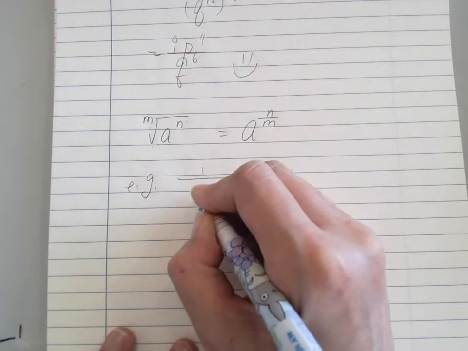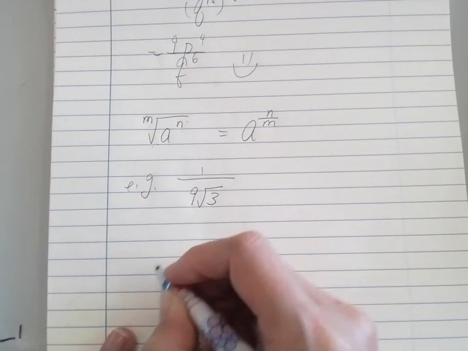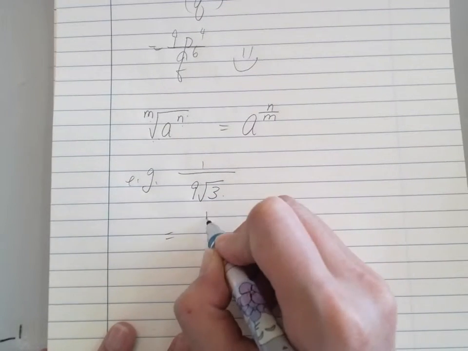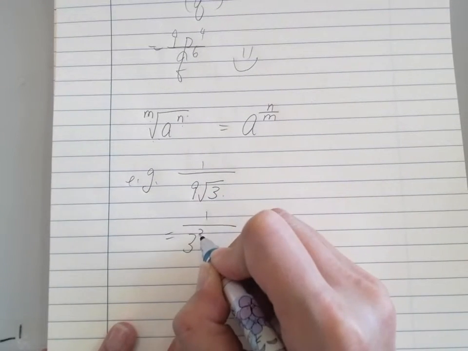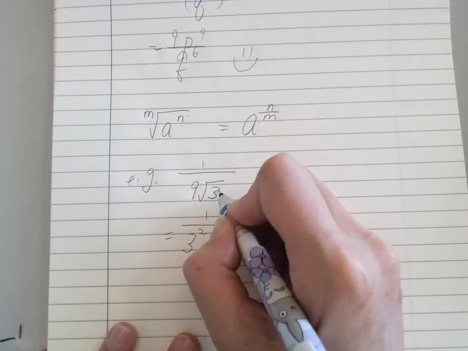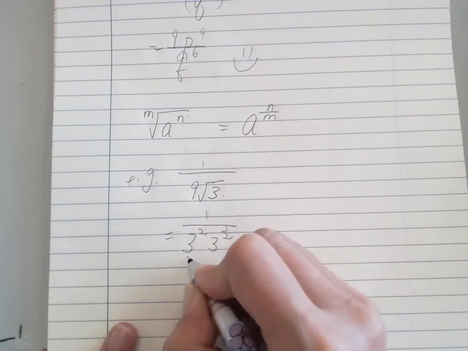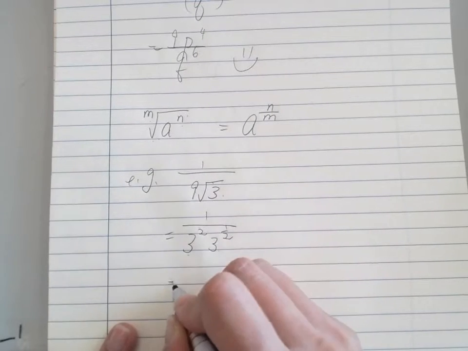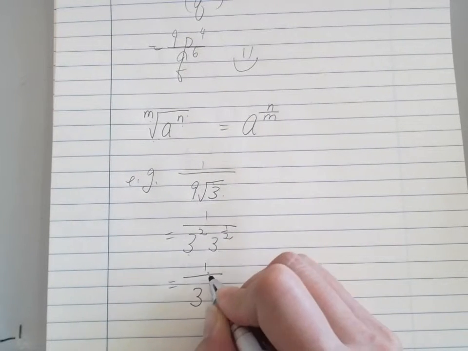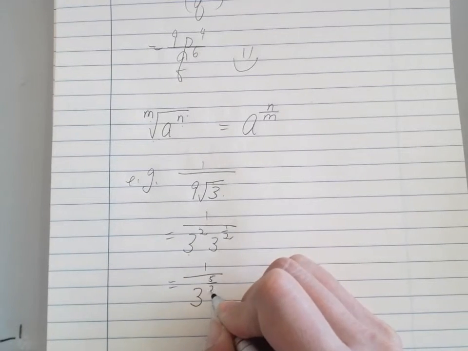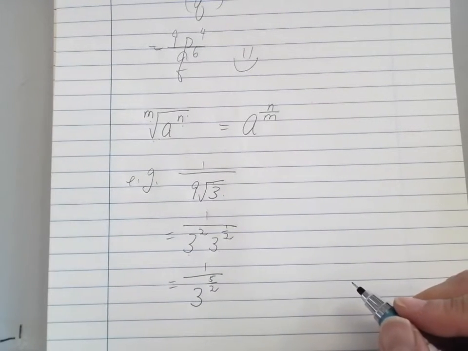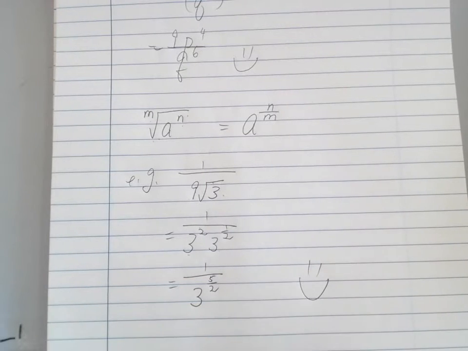If I have 9 times the cube root of 3. First of all, I will change everything to base 3. So 9 is 3 to the power 2. Cube root is the power 1 over 3. Square root, 3 to the power 1 over 2. Because it's the same base multiplied, I have 2 plus 1 over 3 plus 1 over 2. And that's the answer. And that's it for the laws of index.